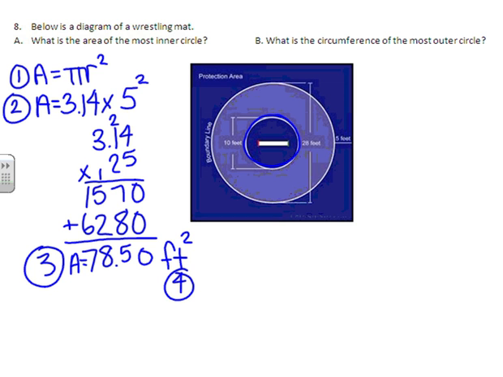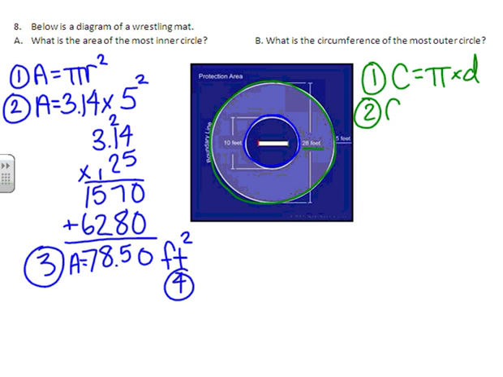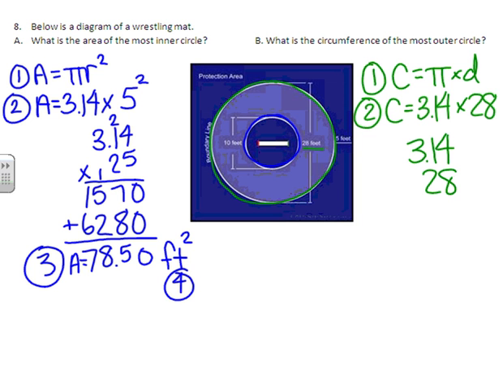All right, part B, what is the circumference of the outermost circle? So since they gave us the diameter, we're going to use the formula circumference equals pi times diameter. Okay, step 2, circumference equals 3.14 multiplied by 28. Okay, to get to step 3, we're going to multiply those two together.